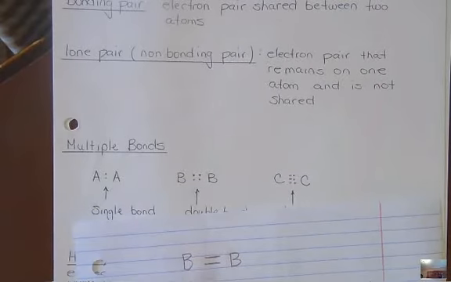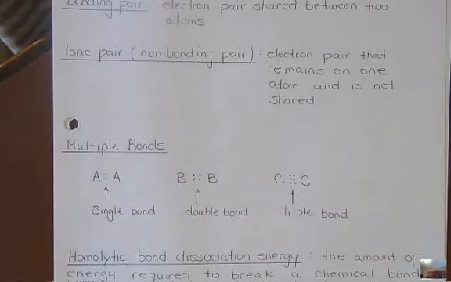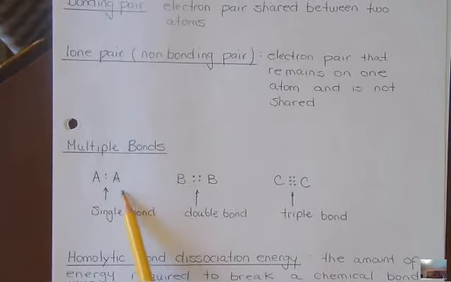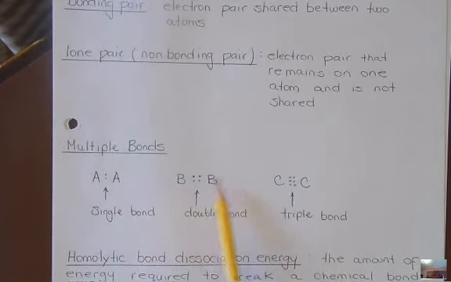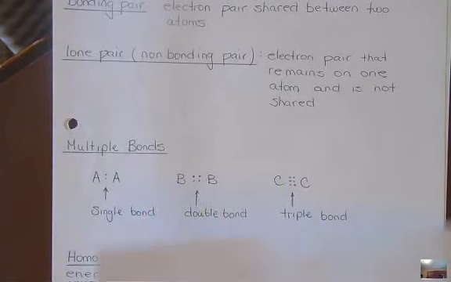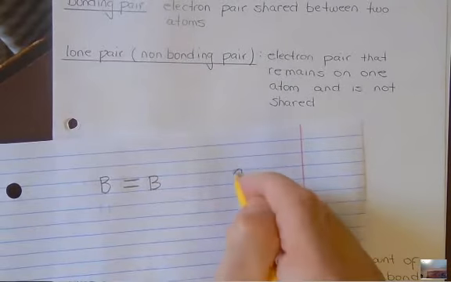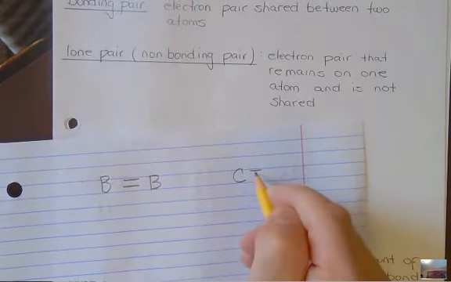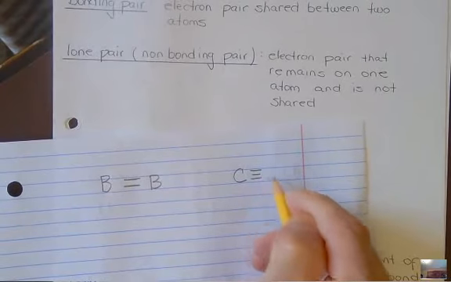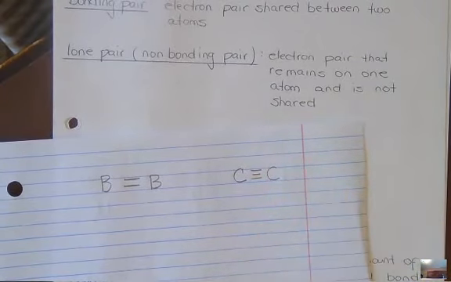Every line represents 2 electrons. And the highest bond order you can have under ordinary circumstances are triple bonds. There's no home runs. We have singles, doubles, and triples. Triple bond is when 3 pairs of electrons are being shared. So here's 1 pair, here's 2 pairs, here's 3 pairs. And you're going to say, how could that happen?